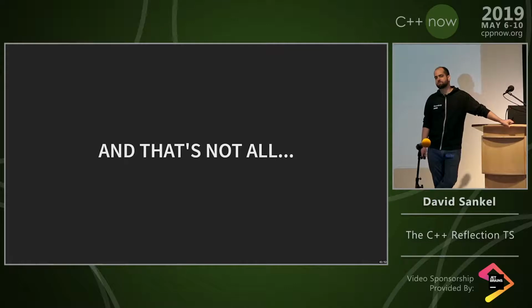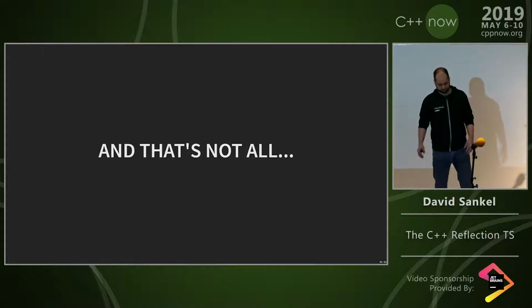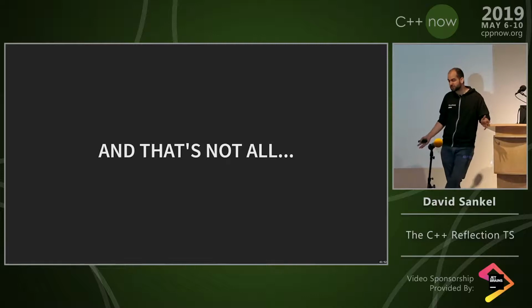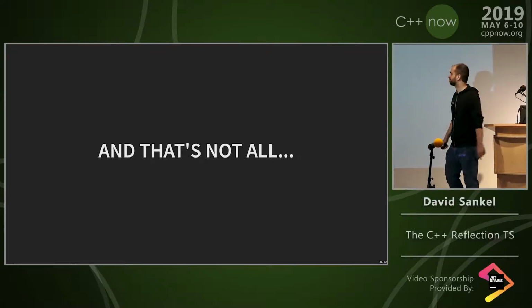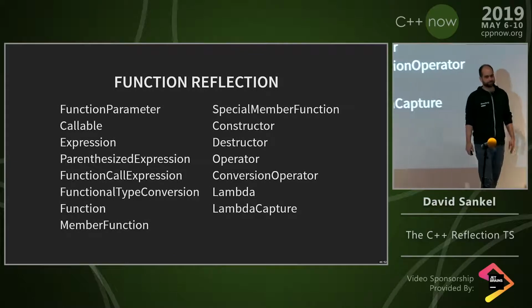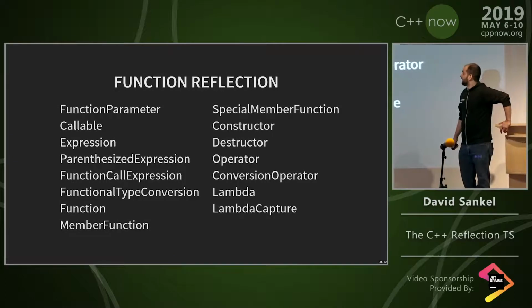So one thing that we tried to incorporate into the reflection TS before it got published as a TS, one of the requirements was this idea of function reflection. So you can reflect on a function, you can reflect on its parameter types. What can you do with something like that, with that kind of facility? So first off, you're getting all these new concepts. And the names of the concepts kind of give you an indication of the kind of stuff you're going to be able to get out of it.